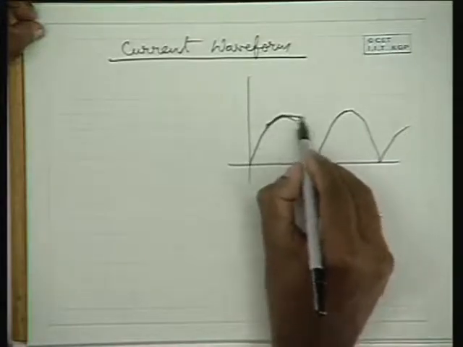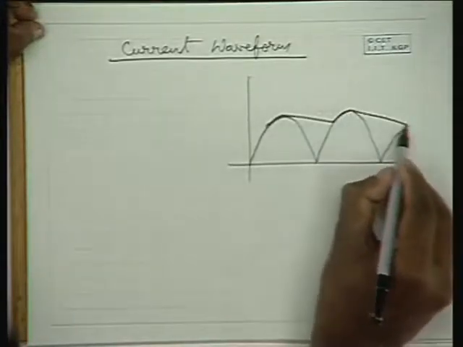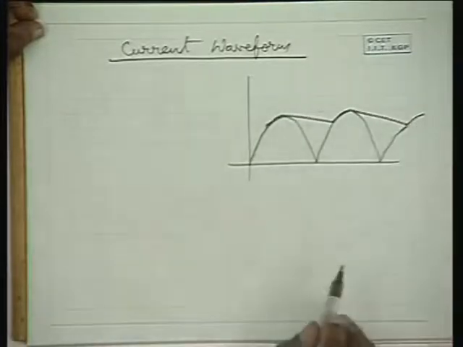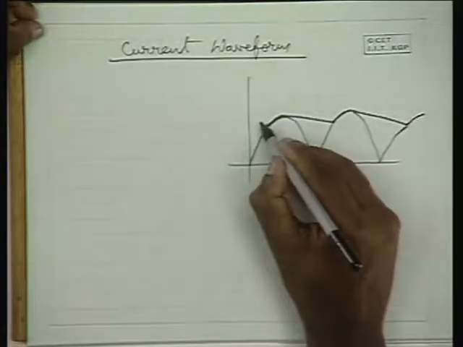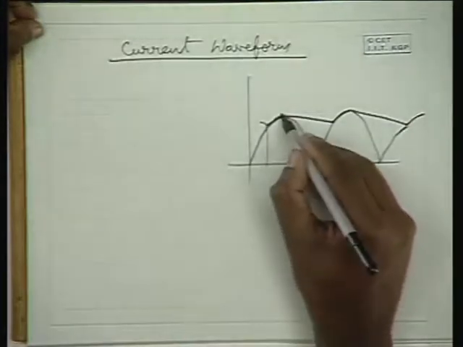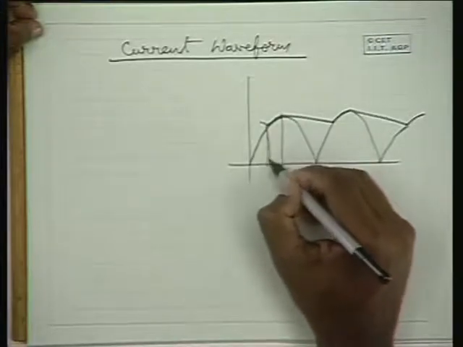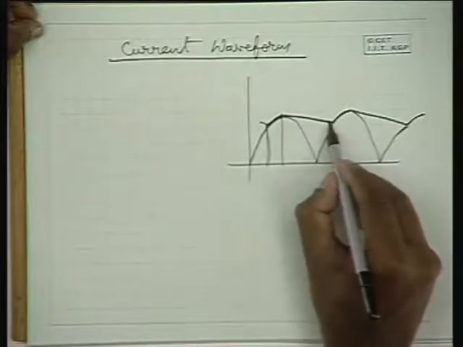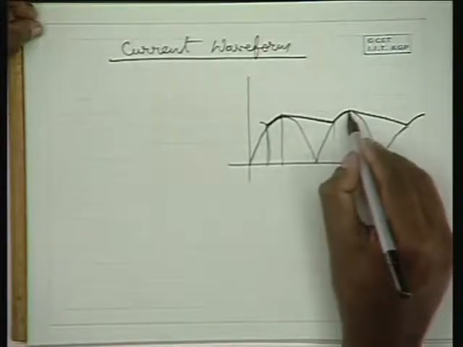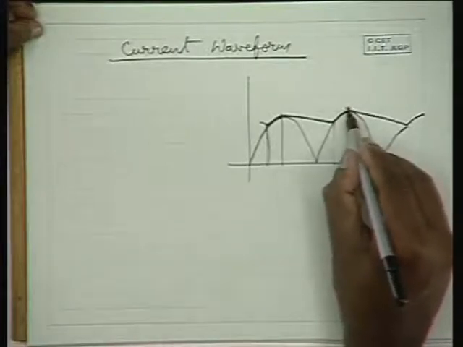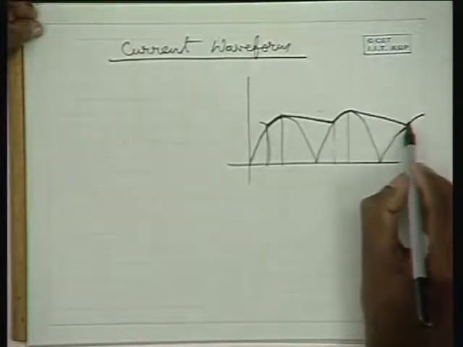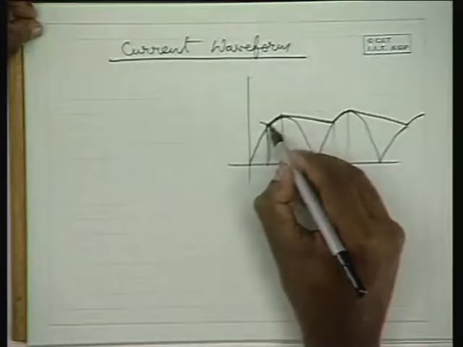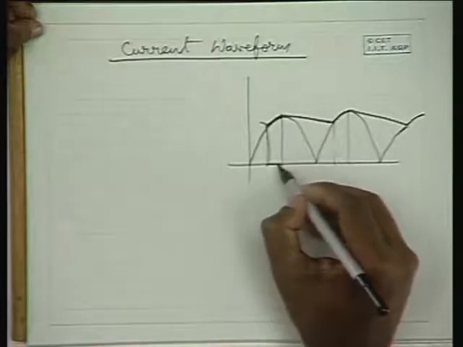So, the diode waveform, the current waveform, the voltage waveform across the load is like this. Diode D1 is conducting during this period, and both the diodes are off during this period, and diode D2 is conducting during this period, and both are off during this period, and again D1 is conducting, and so on. So that means the diode conducts only during this time period.